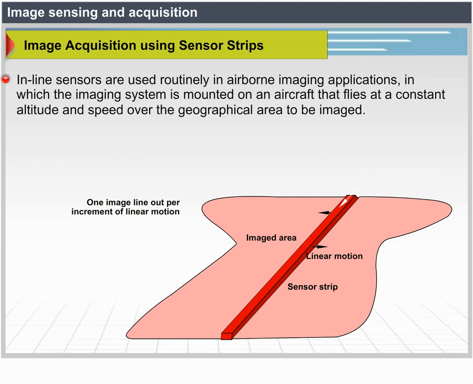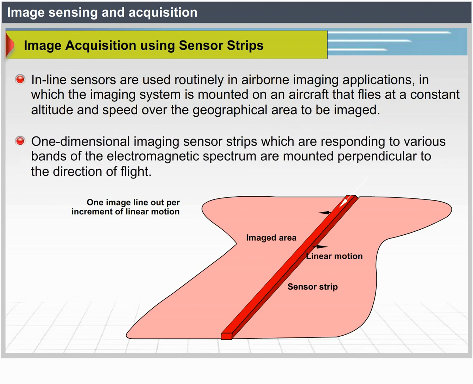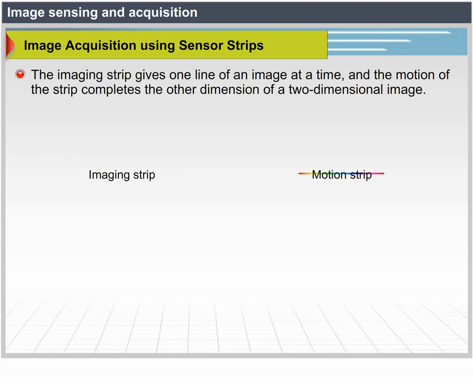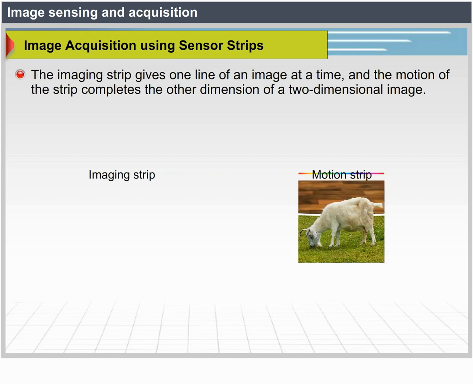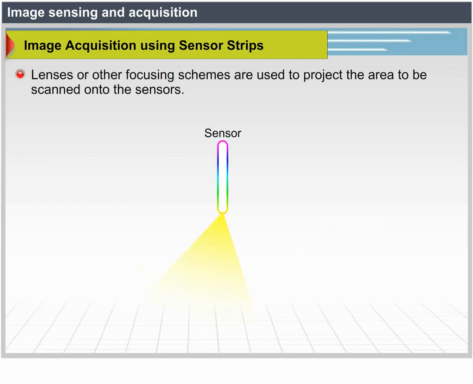Inline sensors are used routinely in airborne imaging applications, in which the imaging system is mounted on an aircraft that flies at a constant altitude and speed over the geographical area to be imaged. One-dimensional imaging sensor strips that respond to various bands of the electromagnetic spectrum are mounted perpendicular to the direction of flight. The imaging strip gives one line of an image at a time, and the motion of the strip completes the other dimension of a two-dimensional image. Lenses or other focusing schemes are used to project the area to be scanned onto the sensors.